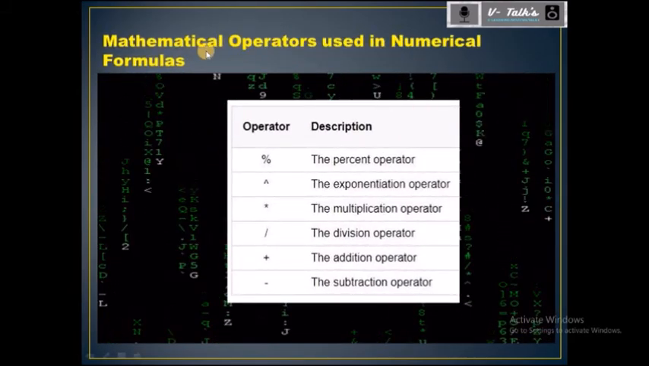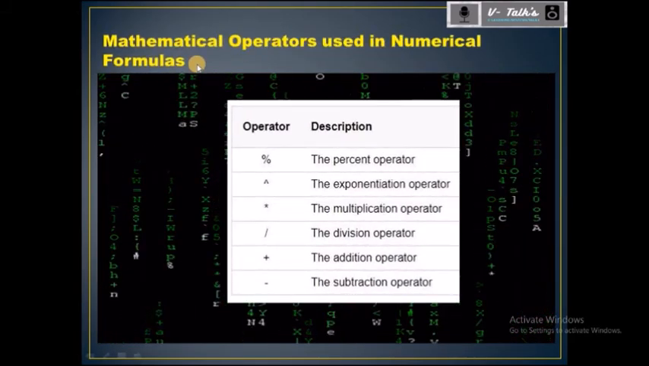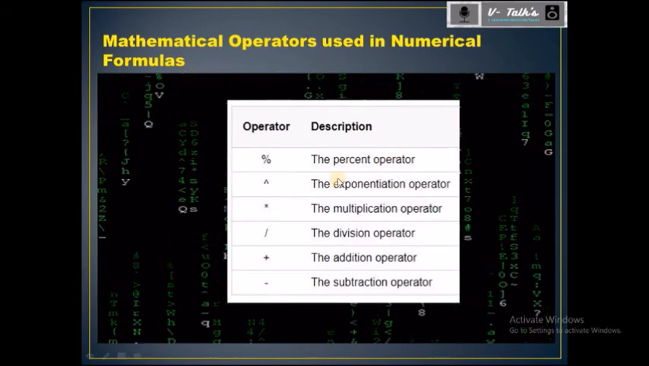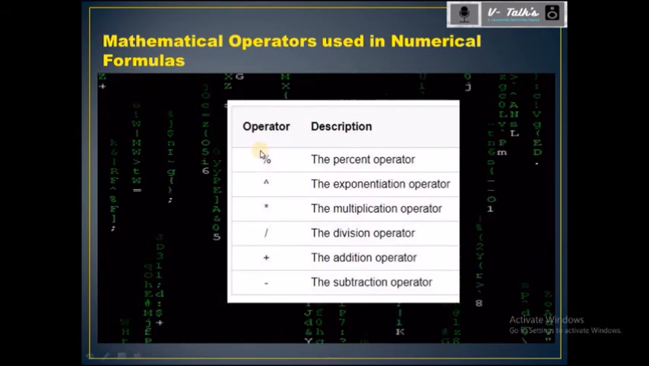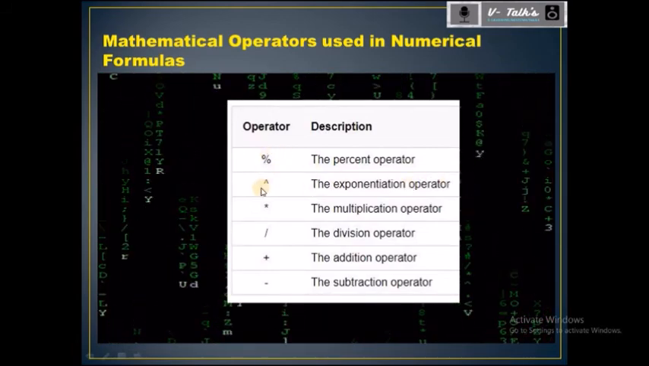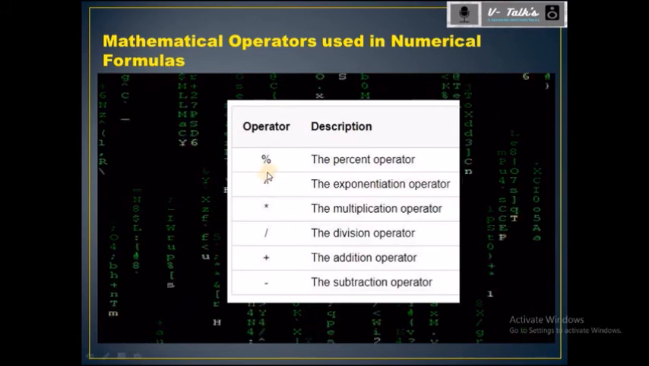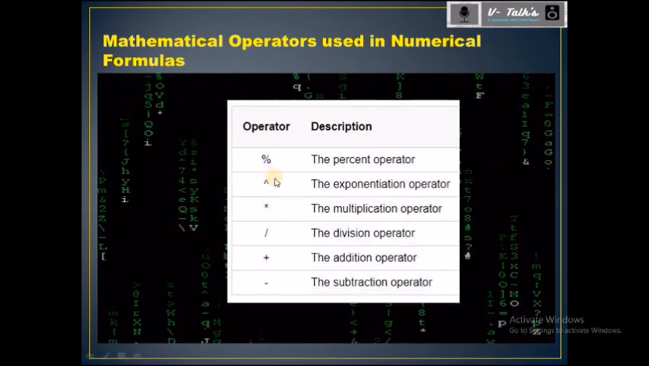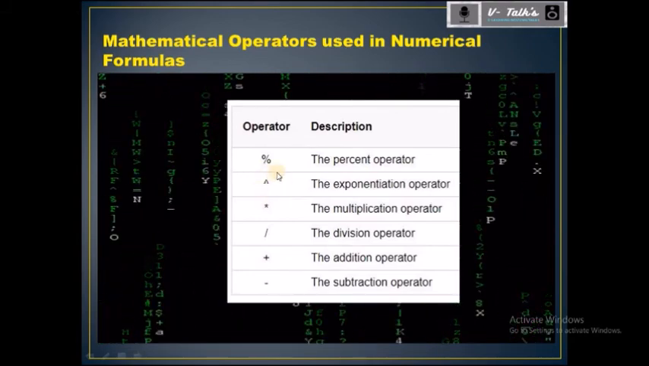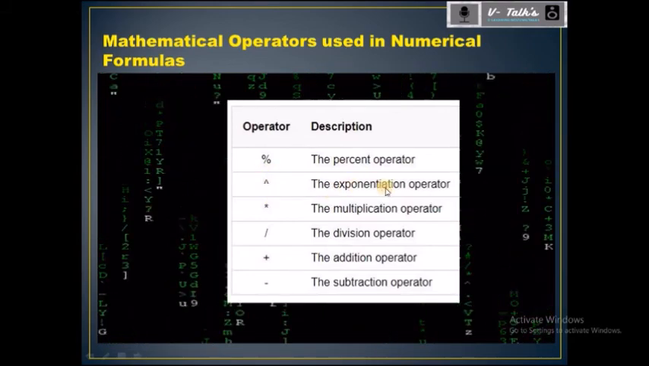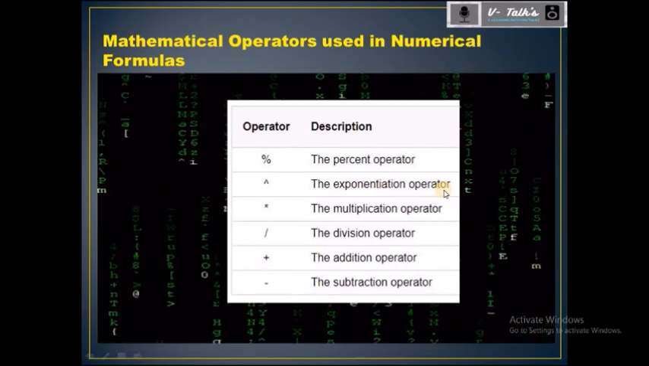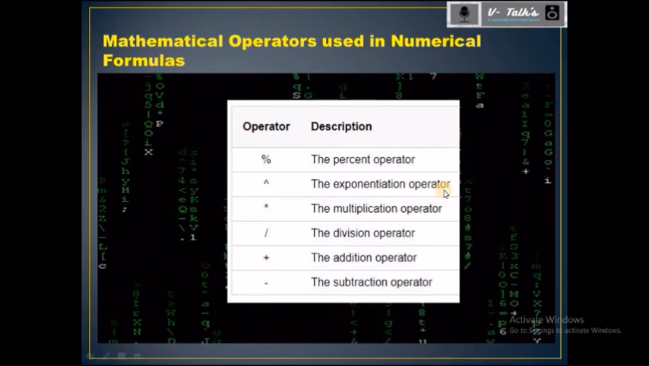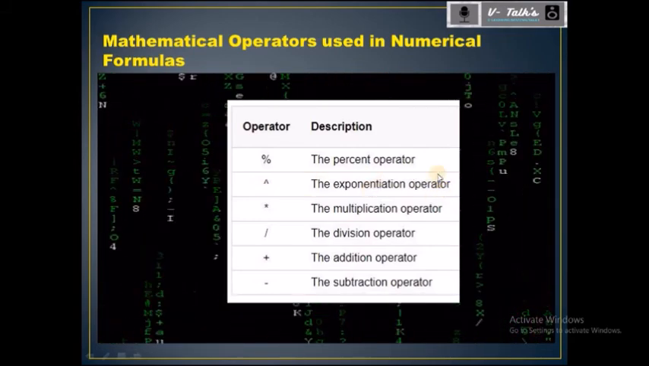Now we need to look at the mathematical operators that can be used in numerical formulas. There is the percentage operator to find the percentage of a number. Then there is the caret, which is Shift plus 6, and you will get this operator. This is the exponentiation operator, meaning x squared or x raised to 2, 5 raised to 3. These all things you can do with this operator.